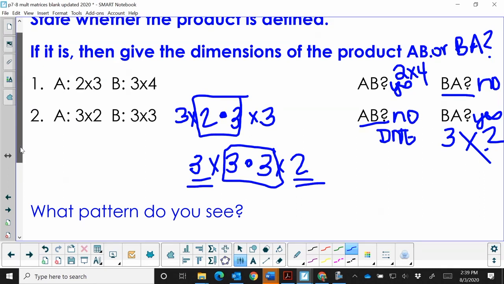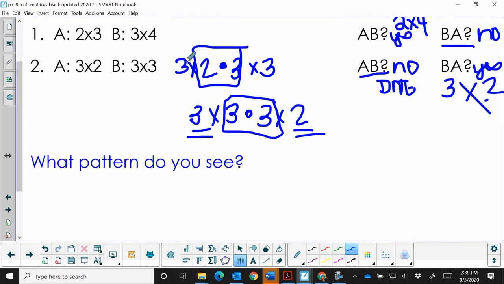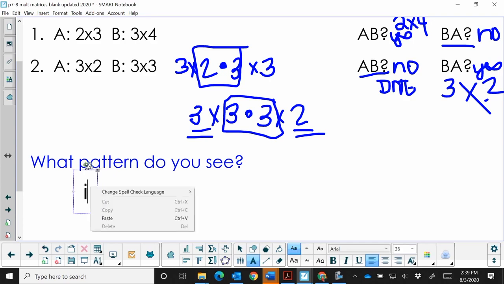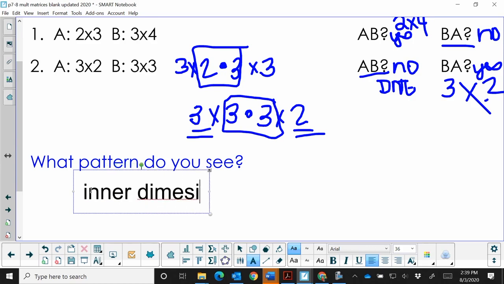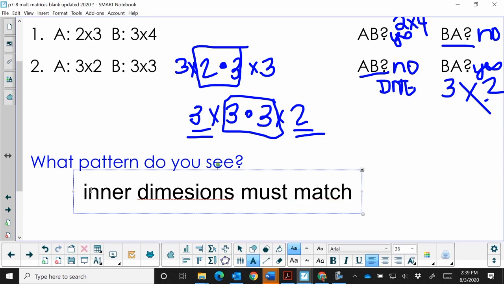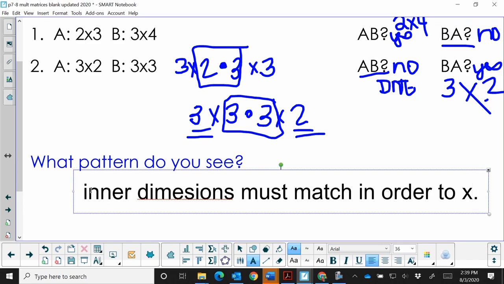Okay, so what pattern do we see? We see that the inner dimensions must match in order to multiply. There we go, and that's the pattern.